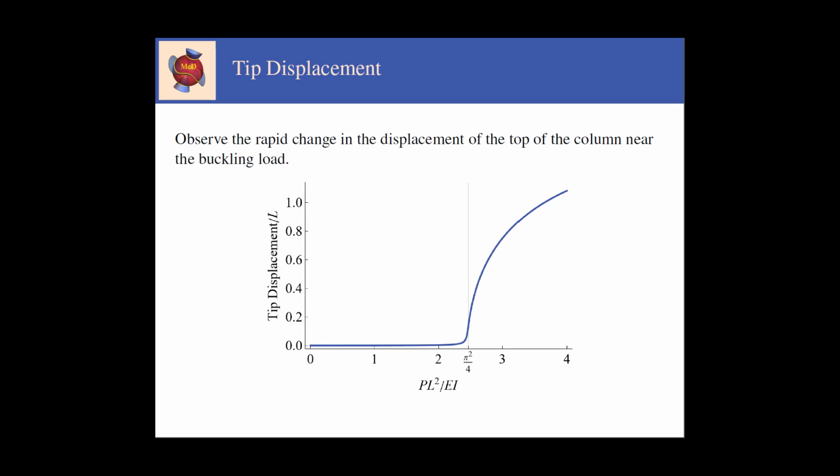A static way to observe buckling is to plot the displacement of the top of the column as a function of the load. Here we see that the displacement is very small until the load gets close to the buckling load, where it increases dramatically.